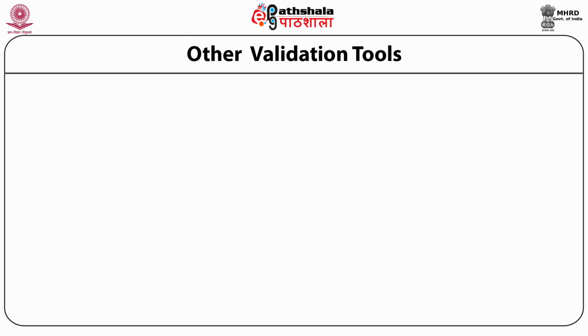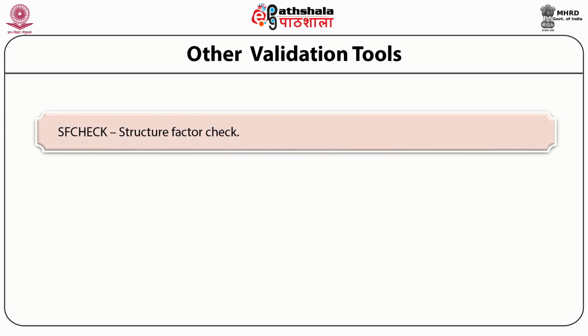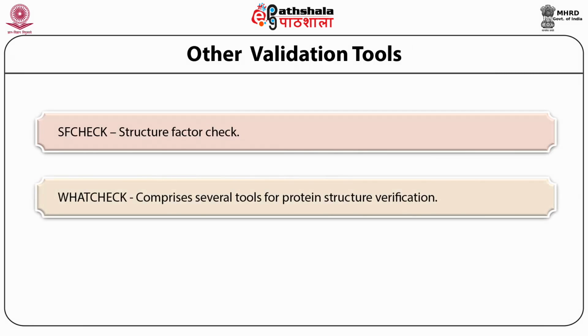There are other validation tools that are available to check the quality of the model. One can use these tools at any stage of the refinement and also after doing the final refinement. SF check is called a structure factor check. It provides the basic R value, R free and overall correlation coefficient statistics, as well as publication quality Wilson plots, data completeness graphs and Luzzati plots. WATCHECK is another program that comprises several tools for protein structure verification. Based on a detailed report generated by WATCHECK, a summary can be created for the users about the structure.